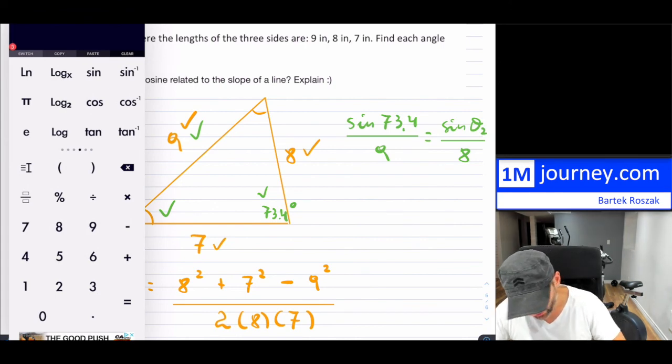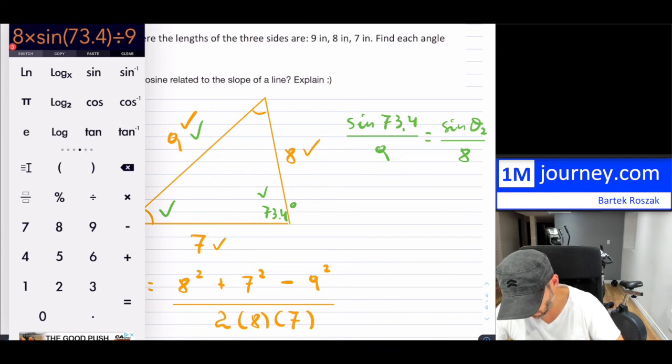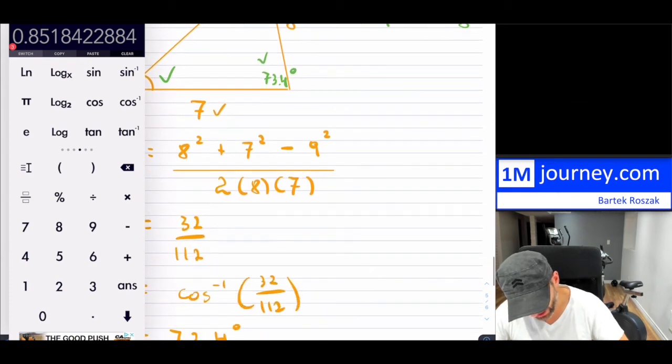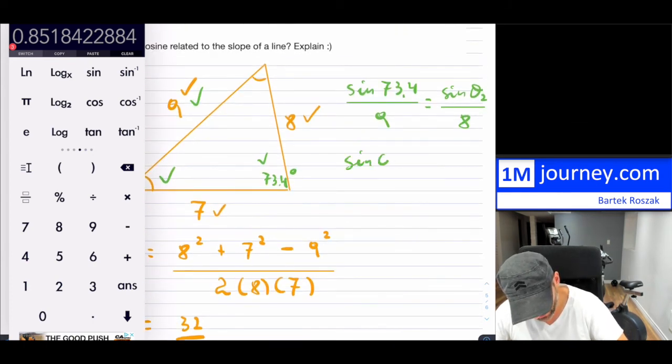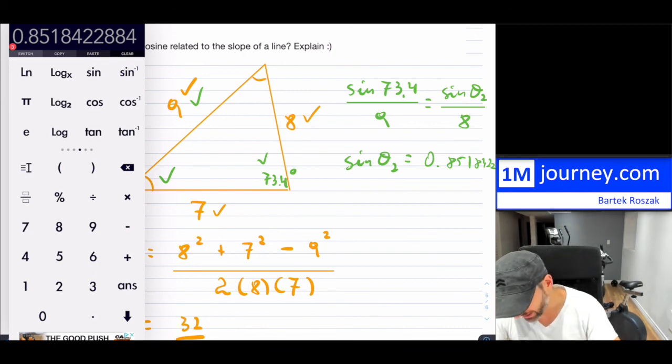And so that's going to be, okay, so we have 8 multiplied by, so I'm just going to multiply 8 times sine of 73.4, and then divided by 9. So that's that. Okay, so now this is going to be sine theta 2 is equal to, it's annoying, but I'll keep it anyways, 1, 8, 4, 2, 2, and so on. Now, what I need is the inverse of this answer, right? So that's what I need.